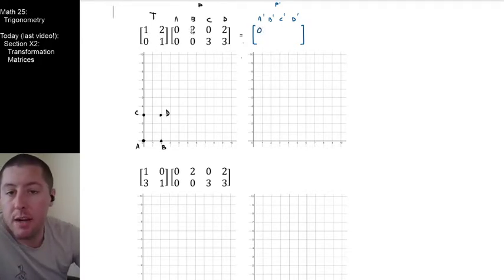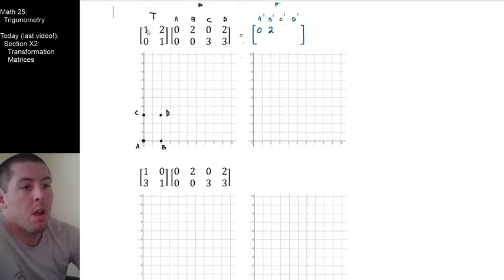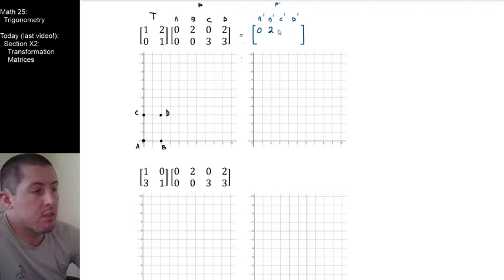1, 2 dotted with 2, 0. We're going to get 1 times 2 is 2. 2 times 0 is 0. So 2 plus 0 is going to give us 2 for B prime. 1, 2 dotted with 0, 3 is going to give me 1 times 0 plus 2 times 3. 1 times 0 is 0. 2 times 3 is 6. 0 plus 6 is going to give me 6.